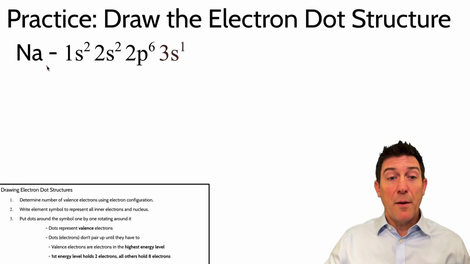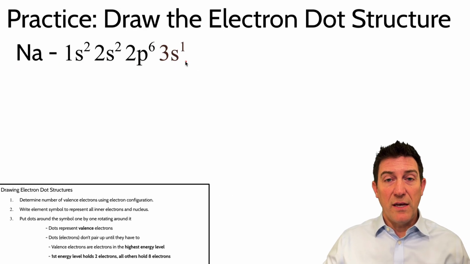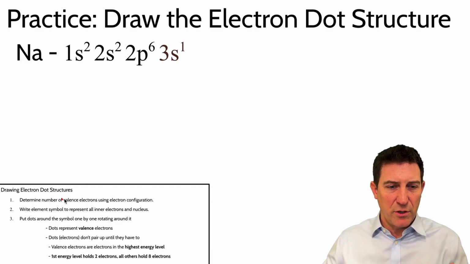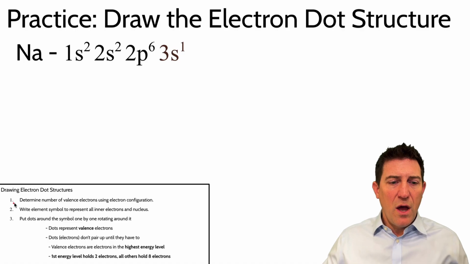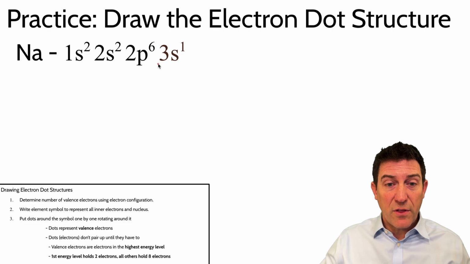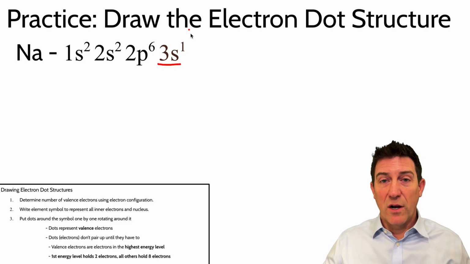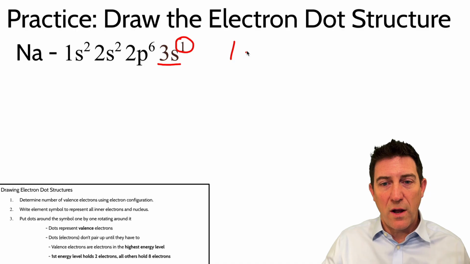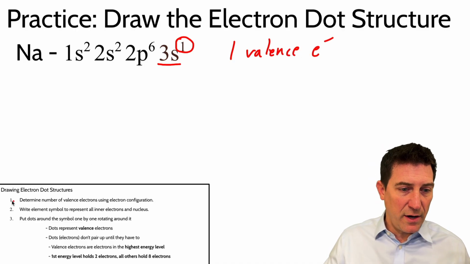We've got sodium up here on the screen, and I've already given you the electron configuration for sodium to try to speed up the process and really help you understand how this works. So we need to know the electron configuration to figure out how many valence electrons it has. In this case, we look for the highest energy level where electrons are living. That's the 3rd energy level. The s orbital, there's 1 electron. So sodium has 1 valence electron. Look at that. We've done number 1.